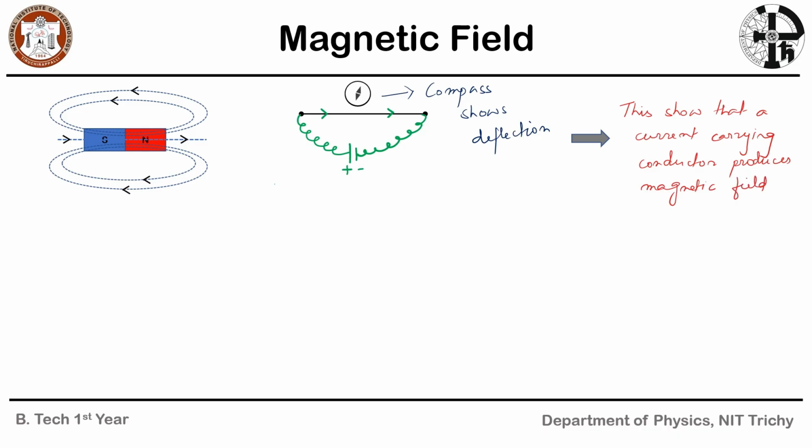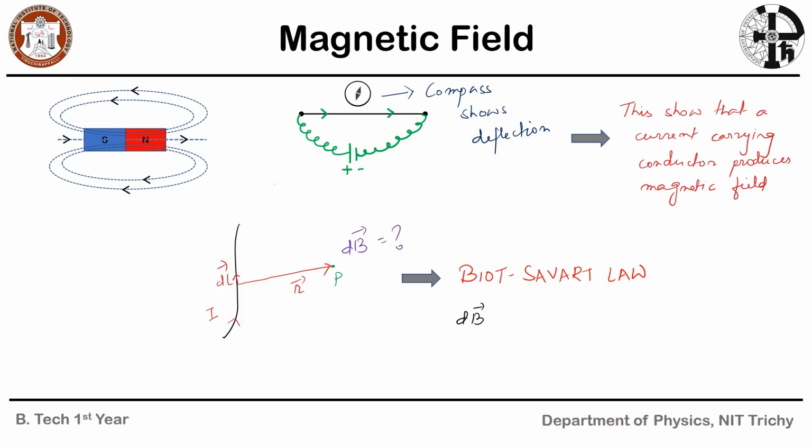Now, consider a wire carrying a current I, and this is an elemental length vector dl. Suppose we want to find the magnetic field at a point P, which is at a distance r from the elemental length dl. How can we find this? For this, we have the Biot-Savart law. The law states that the magnetic field is given by this expression.